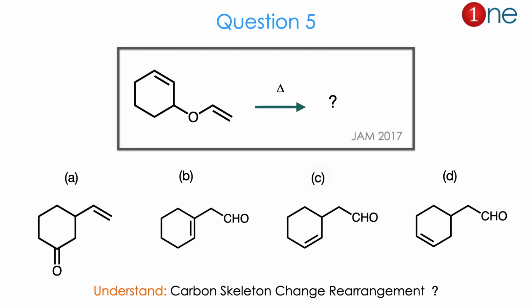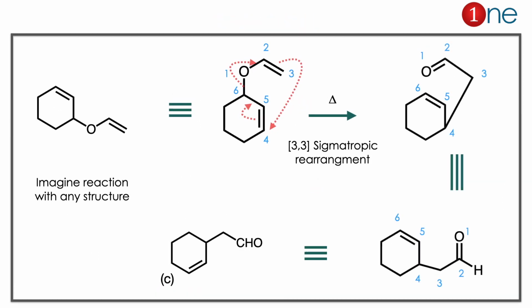So from the reactant to product you might guess definitely a carbon skeleton change is there. So the rearrangement is there. The answer is C. Let us see how. The starting material you have an O-vinyl group and you have another alkene. Whenever you have a diene which is in the terminal way, you might think of sigmatropic rearrangement. Here 3,3 sigmatropic rearrangement is possible.